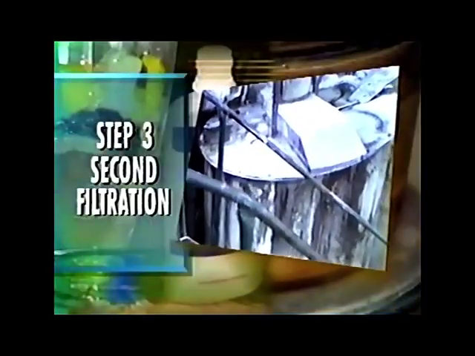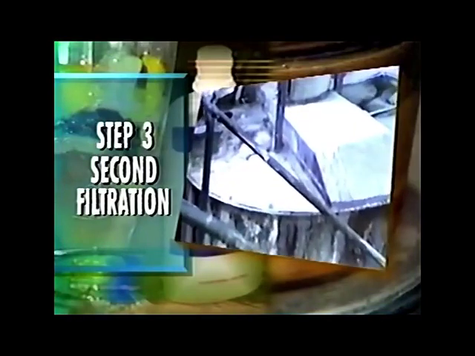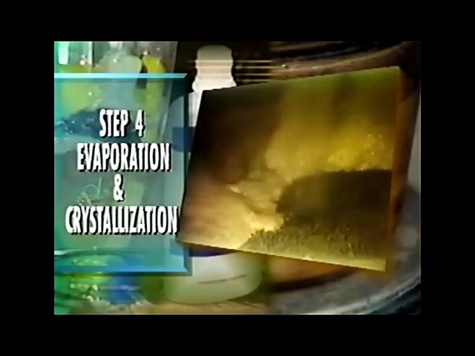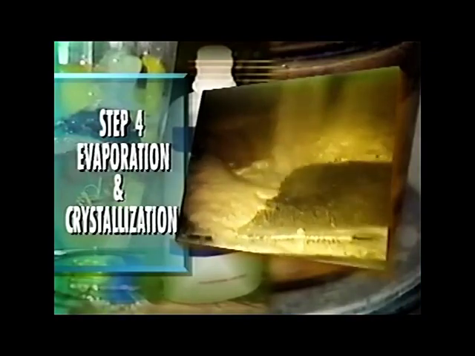Heating causes the filtered cane juice to coagulate or thicken and harden into lumps of sugar. Step 3 involves a second filtration of the mixture neutralized with lime. Step 4, evaporation and crystallization. The heating of the second filtrate removes the liquid and forms a semi-solid product with some crystals.